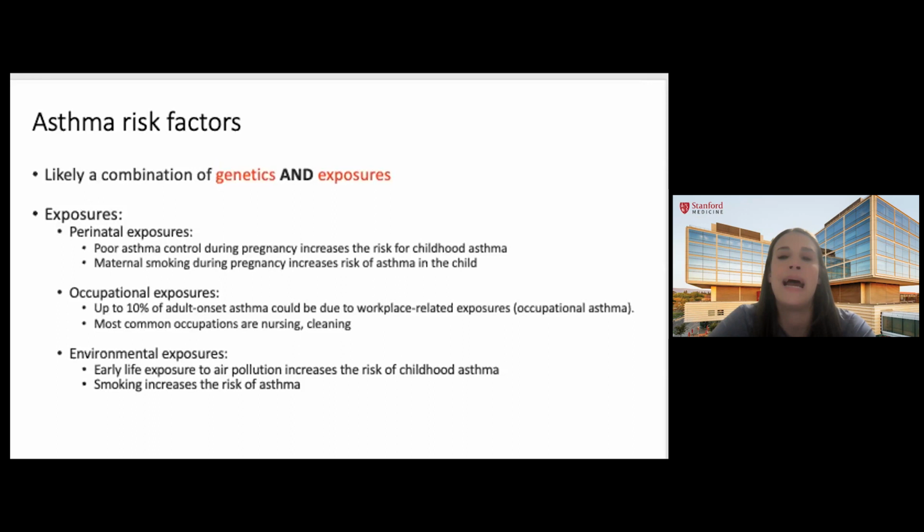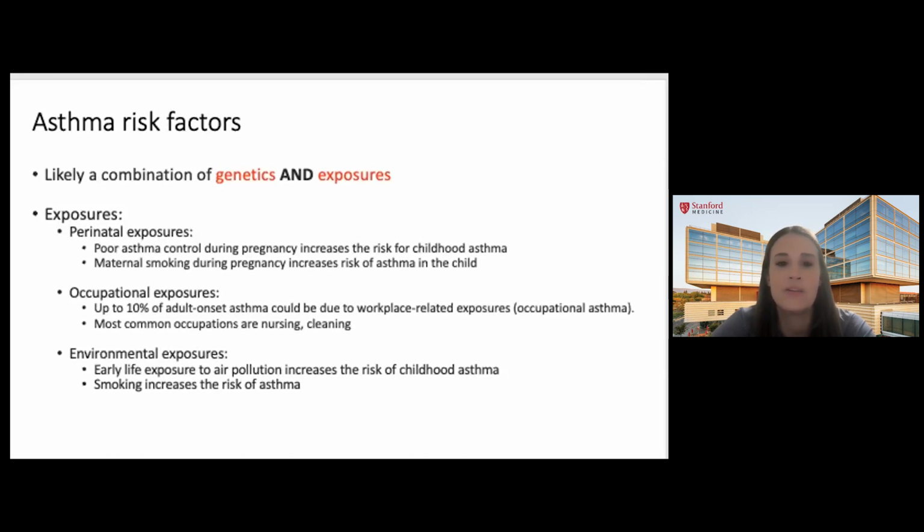And then you have to add this genetic predisposition and combine it with your different exposures. There are 3 main types of exposures. The first one is perinatal, or even before you're born. We know that if your mother has poorly controlled asthma during pregnancy, that increases the risk for the child having asthma. And things like maternal smoking during pregnancy also increase the risk of childhood asthma.